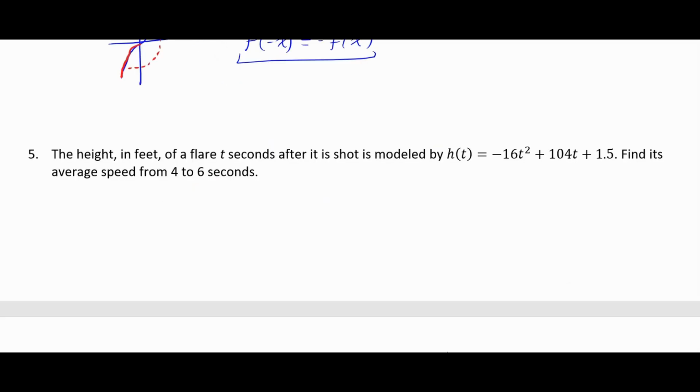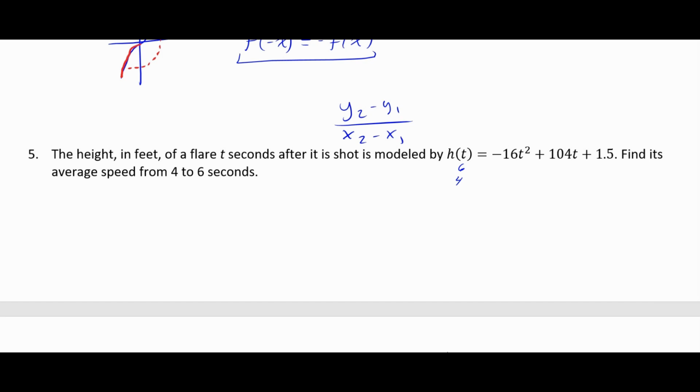Moving on to question 5, we have the height in feet of a flare is modeled by h of t equal to negative 16t squared plus 104t plus 1.5. And we want to find its average speed from 4 to 6 seconds. Okay, so average speed or average rate of change, we're looking at the equation y2 minus y1 over x2 minus x1, the difference quotient, the average rate of change. And in order to get y2 and y1, we're substituting in 6 and 4 for this function here.